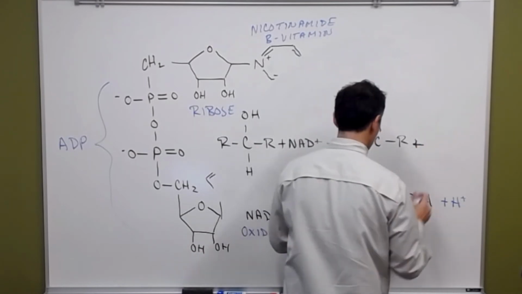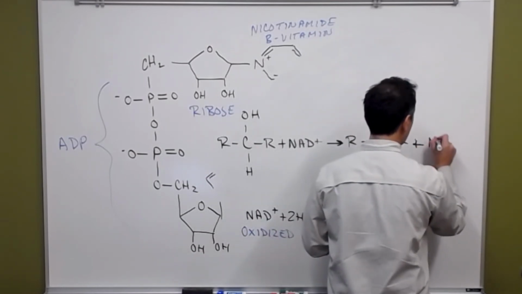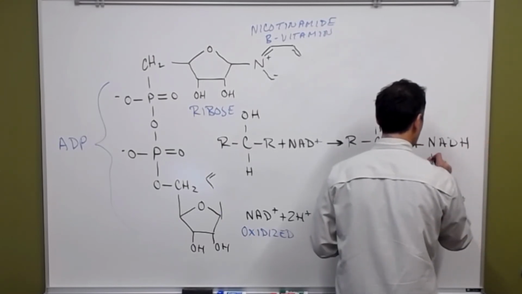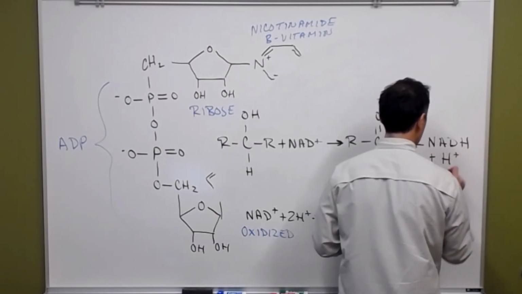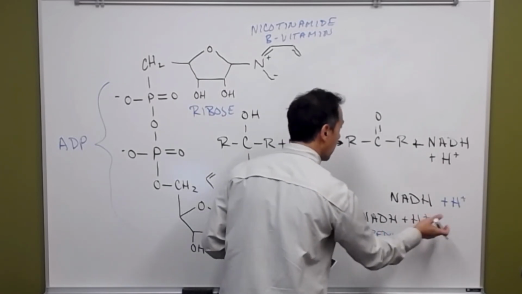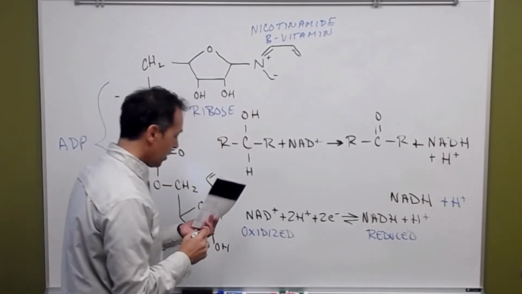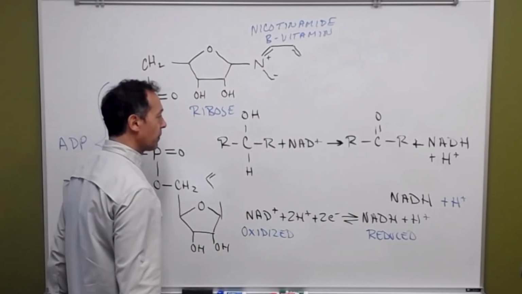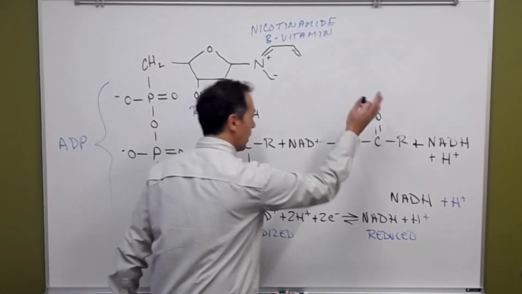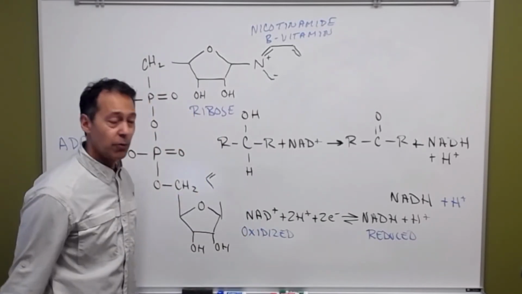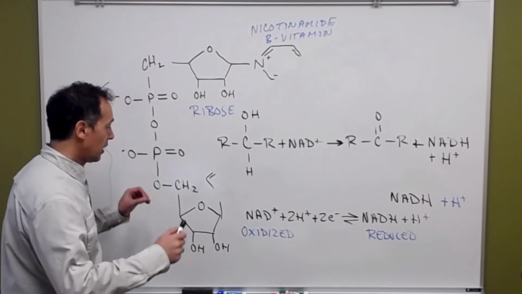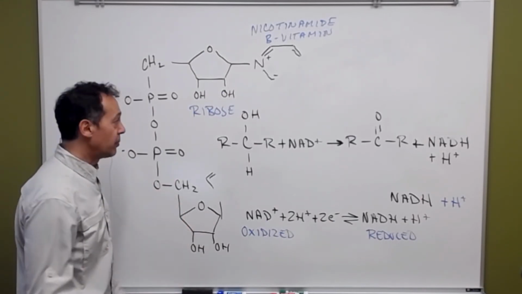And then over here, we end up with NADH plus a hydrogen ion, like we did here. So this just helps us really to remove a couple of hydrogens and then create a ketone. So basically we're just removing hydrogens. All right, so that's just another one of these biomolecules involved in metabolism.